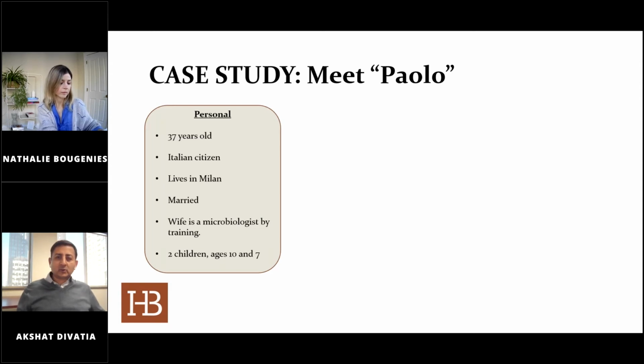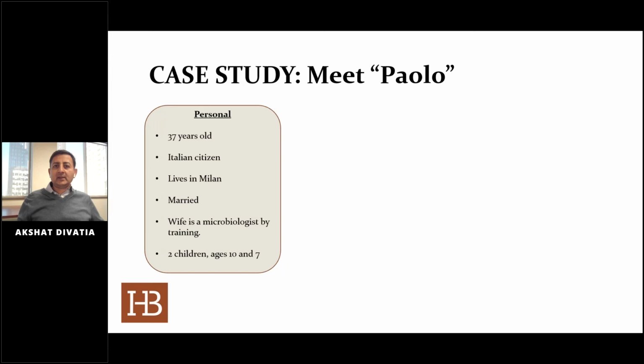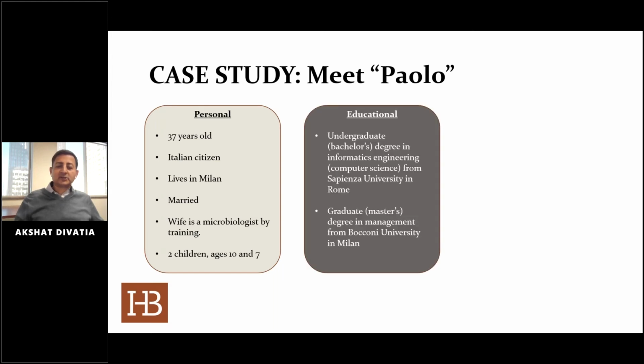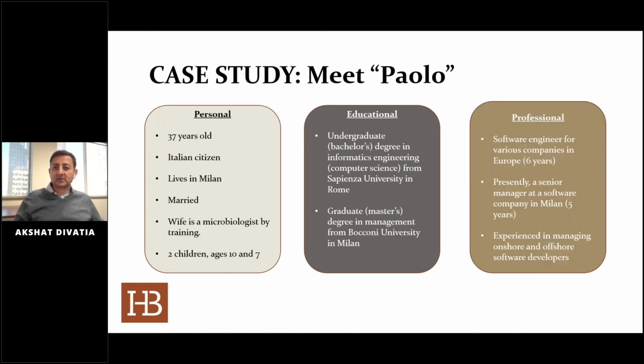He's 37 years old. He's a citizen of Italy. He lives in Milan. He is married. His wife is a professional. She's a microbiologist by training, and the couple has 2 children, 10 and 7. His educational profile shows that he has both an undergraduate and a graduate degree. He has a technical undergraduate bachelor's degree, and he has a master's in management, essentially making him both well-versed in technical things and in management.